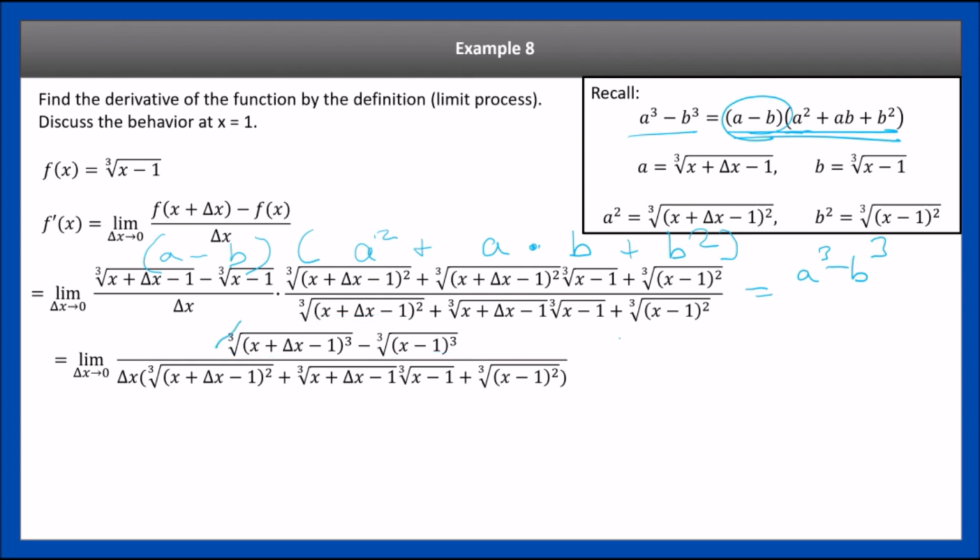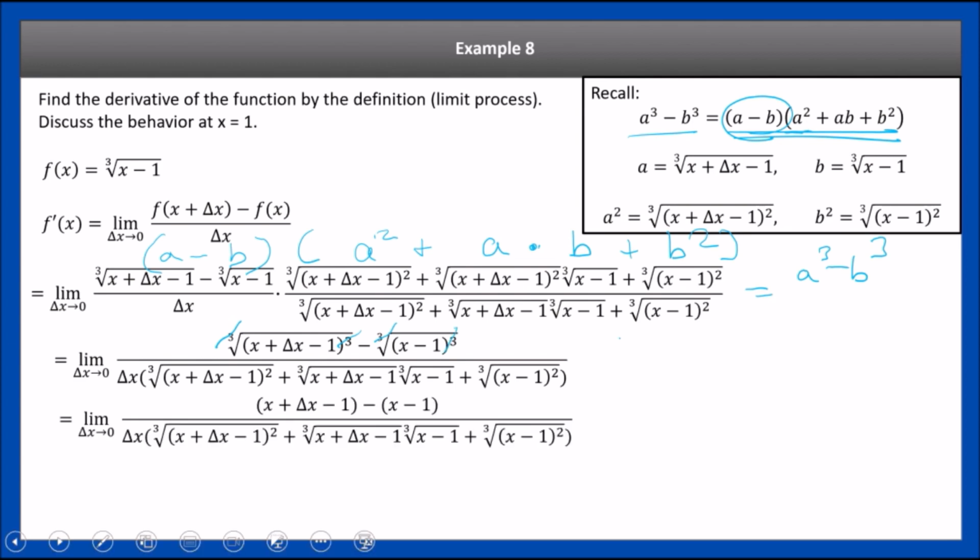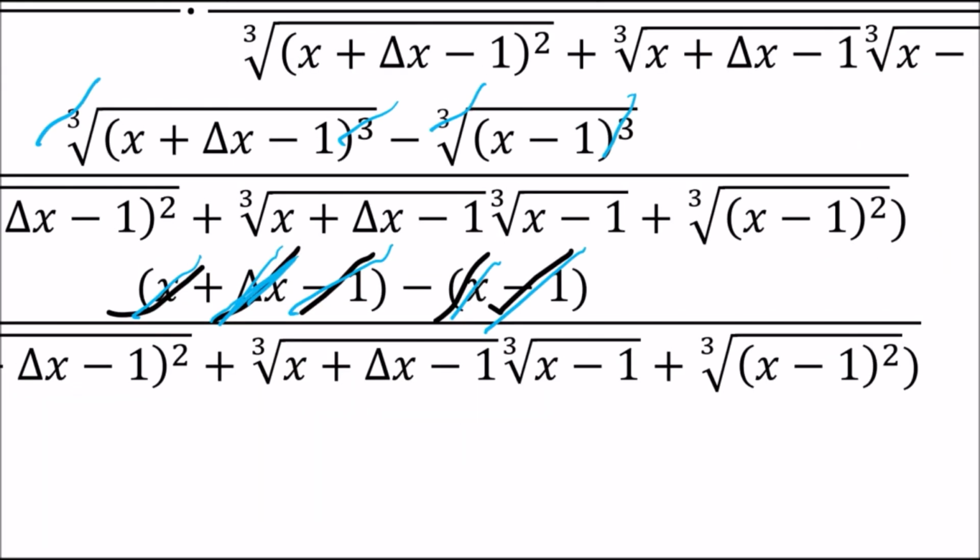Now we get that the cube root cancels. So we don't have a cube root anymore on the top. Of course we have it on the bottom, but that's okay. So now notice that there are no cube roots on the top. So the x's cancel, the negative ones cancel, leaving us with delta x on the top. Notice that delta x cancels as well with the delta x on the bottom, because we only have one on top, one on bottom.